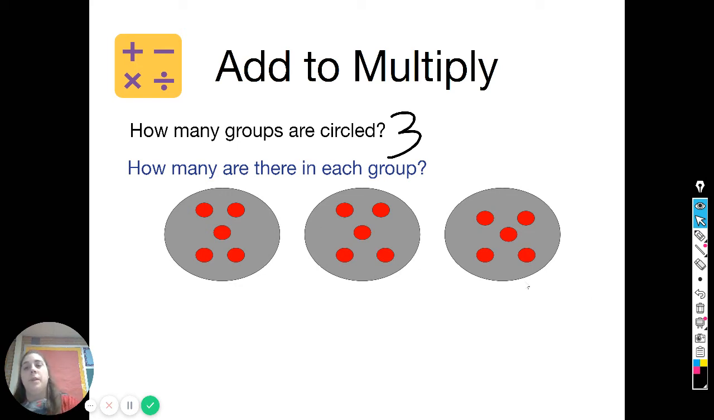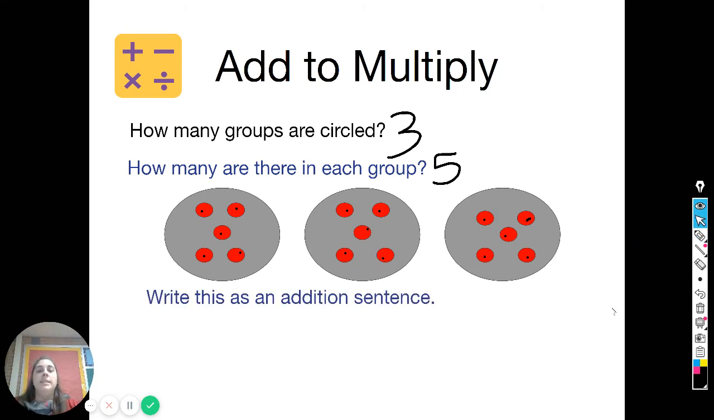Let's count. 1, 2, 3, 4, 5. There are 5 dots in each group. If you wanted to check your work, you could. 1, 2, 3, 4, 5. There are 5 in each group.